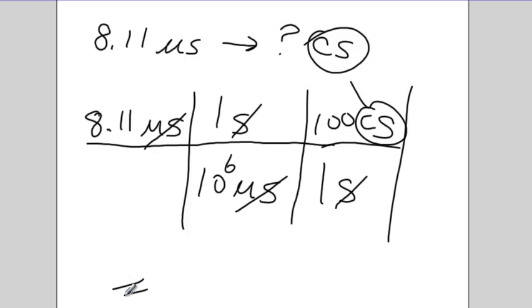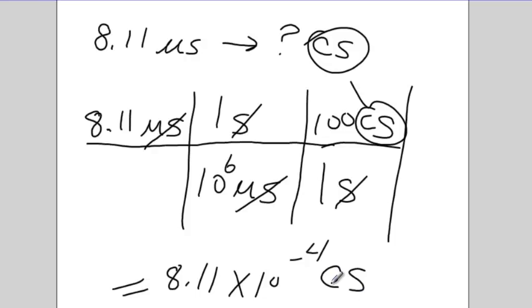So now, again, I do math. 8.11 divided by 10 to the 6th times 100. That's actually going to give me 8.11 times 10 to the negative 4th centiseconds, which makes sense as an answer because a centisecond is a bigger thing than a microsecond.